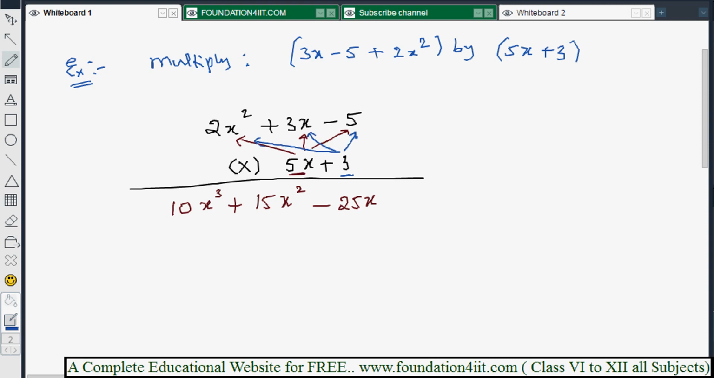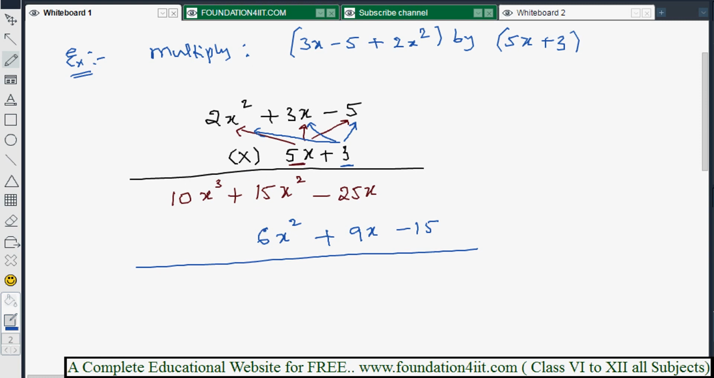Each and every term. So 3 into 2x square is 6x square. Write it in the next place, because like terms should be written in order. 3 into 3x is plus 9x. Again 3 into minus 5 is minus 15. That's it. Take each and every term of this multiplicand and multiply each and every term in the multiplicand also. Now just do the addition of both.